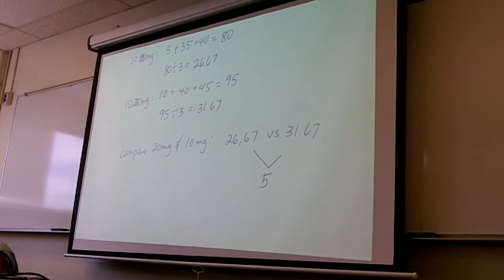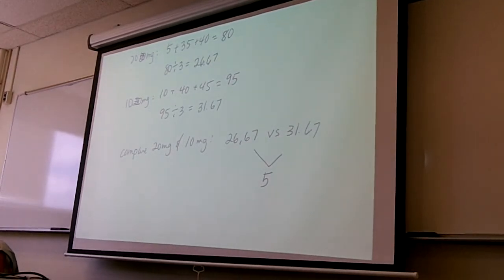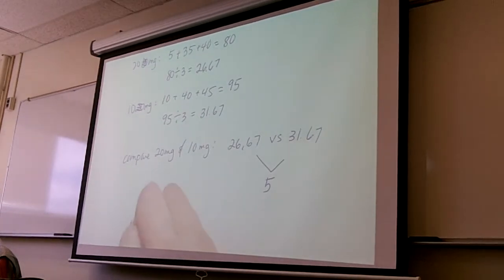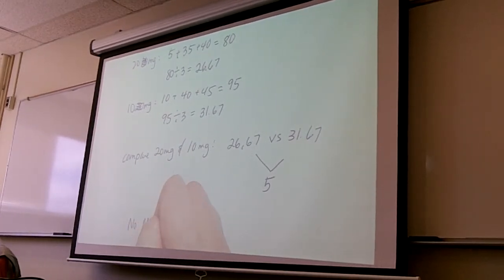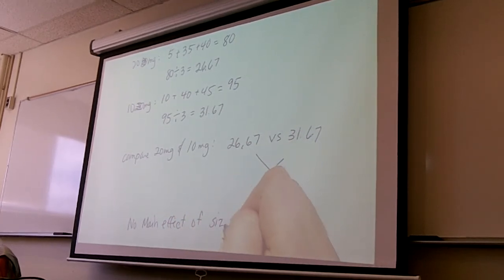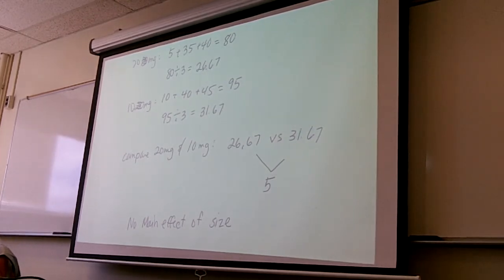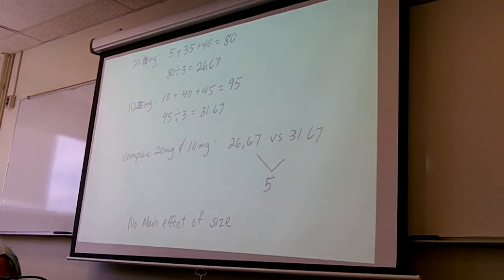Now, what did it say up in this little summary? It said, assume a critical difference for all comparisons of 12 errors. These are different by an average of 5 errors. So is that a significant difference? No. That means there is no main effect of size. In other words, size does not matter. Well, that's what it says.